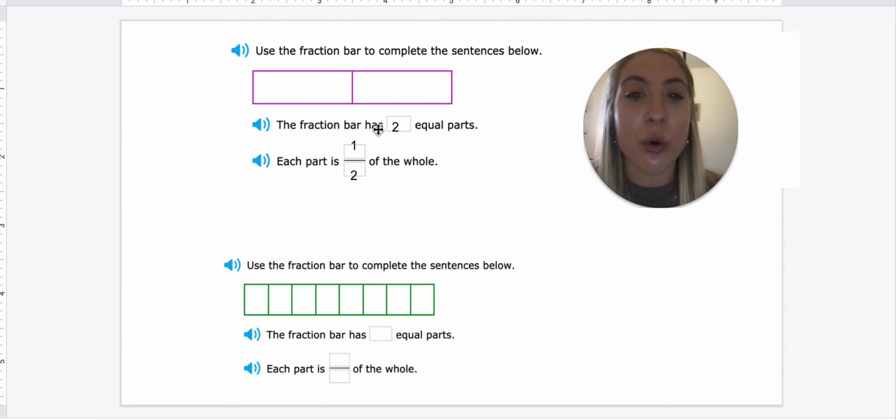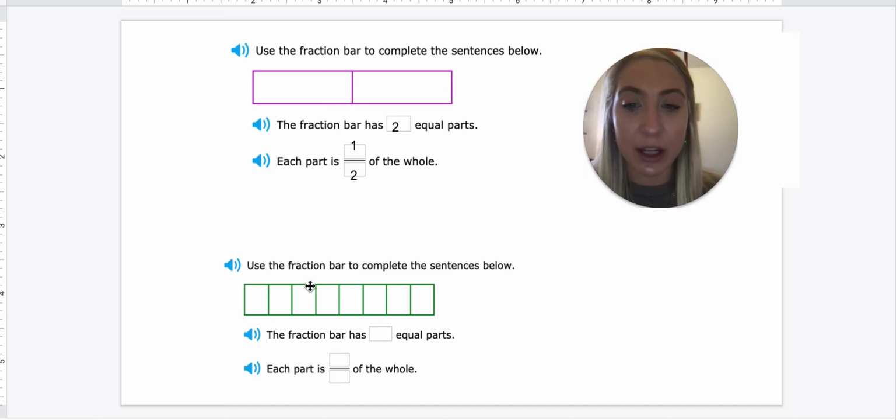1/2. So we have 2 equal parts, and each part is half of the whole. So this is half and this is half. And together it gives us 1 as the total. So again, the bottom number is always going to be how many equal parts there are, and the top number is just representing one of those equal parts. So each part is half of the whole.